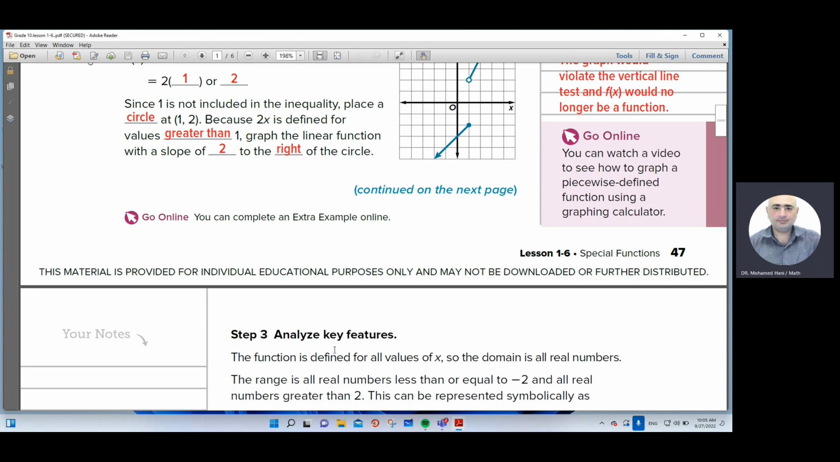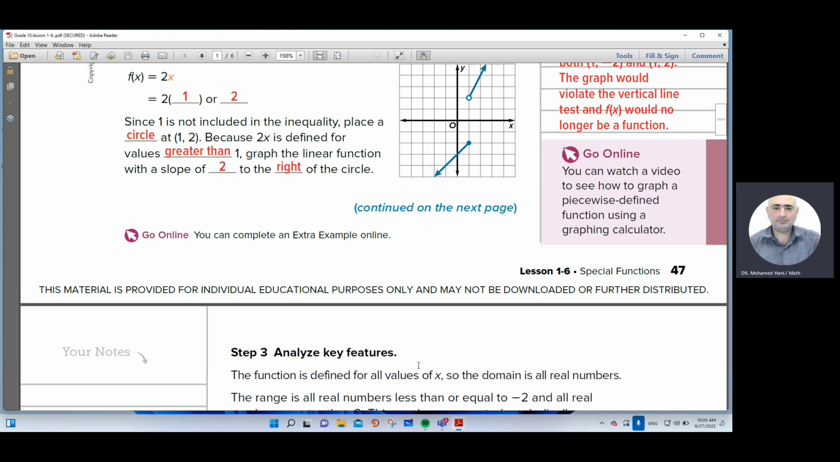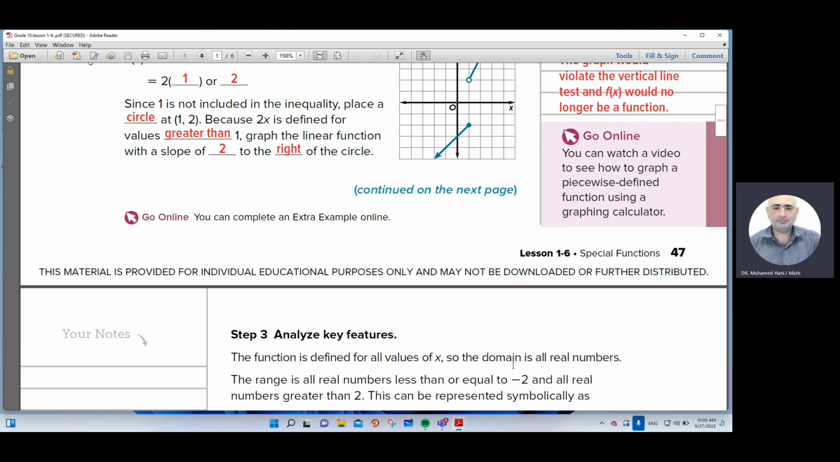The third step, analyze key features. We want you to use key features to analyze the graph. Right. The function is defined for all values of x. So the domain is all real numbers. And the range is all real numbers less than or equal -2.